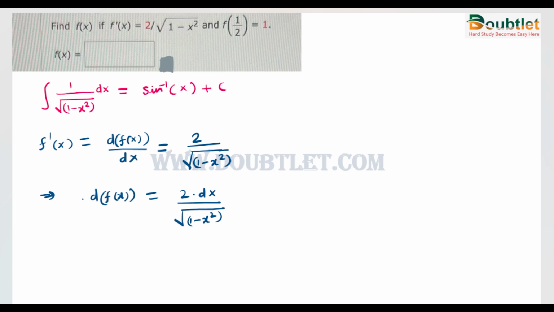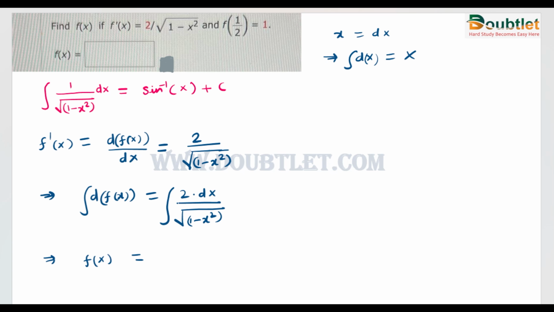And if we integrate it both sides, so definitely we have to use the integration symbol on the left hand and the right hand side. Now we know that differentiation of x is dx, and the integration of dx is x. So here is the differentiation of f(x), so integration of d of f(x) will be f(x). And we have to integrate this.